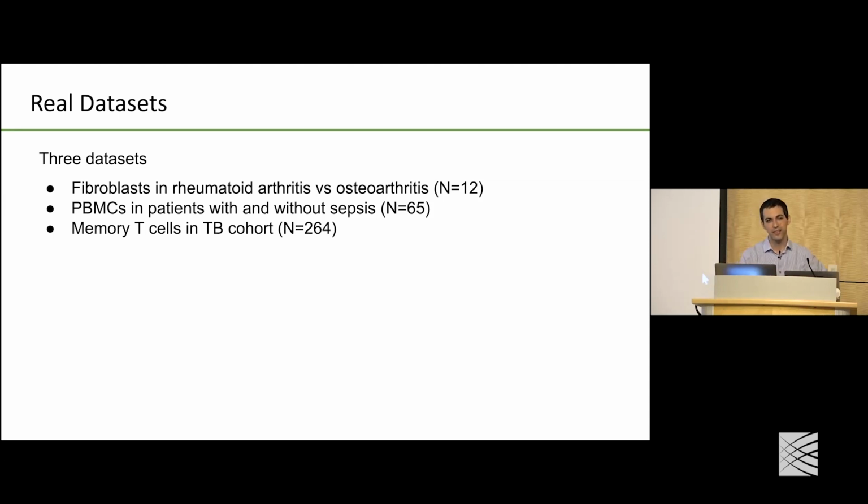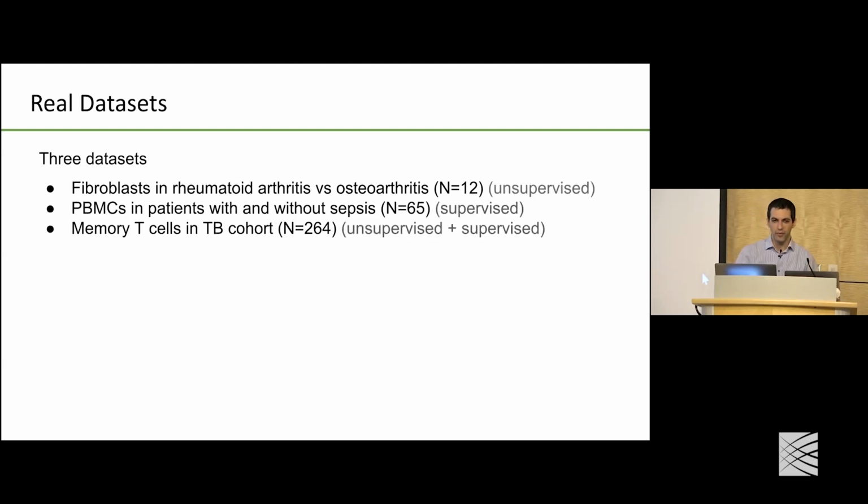The second is a data set of peripheral blood mononuclear cells from patients with and without sepsis, which for any folks who might not know what that is, they can think of it as sort of an extreme state in which an infection causes runaway inflammation that damages the body. And the last data set is a set of memory T cells collected in a pretty large set of patients who are infected with tuberculosis.